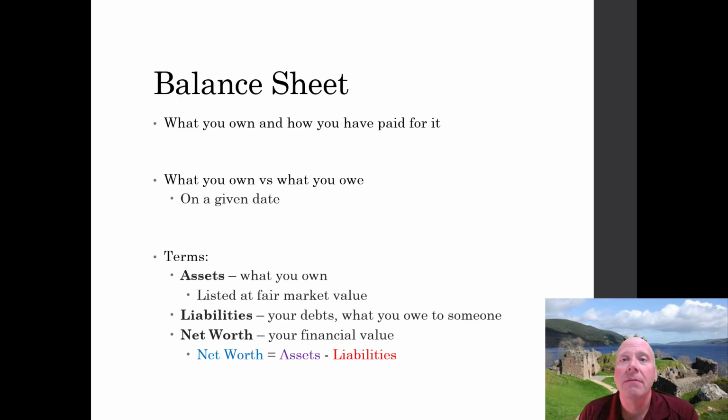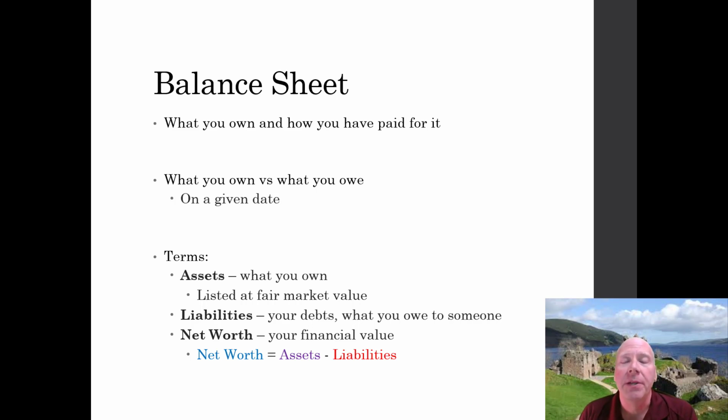A balance sheet is a financial statement that lists all of the things that you own and the value of those things, and it lists how you've paid for them up to this point in time. So it's a list of all the stuff you own and how you've paid for it. Another way to look at it, it's a list of what you own and what you owe on a given day. Not what you will owe over the next 12 months, but what you owe as of today. If you were to pay everything off as of today, how much would you owe?